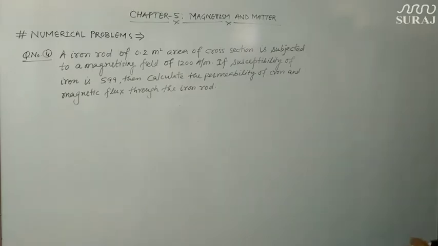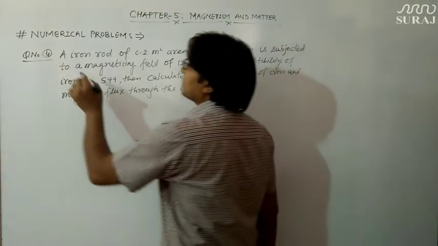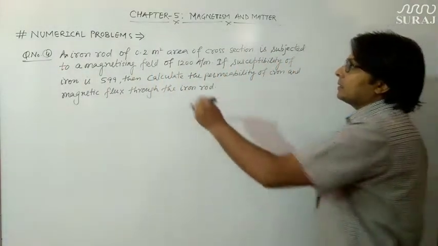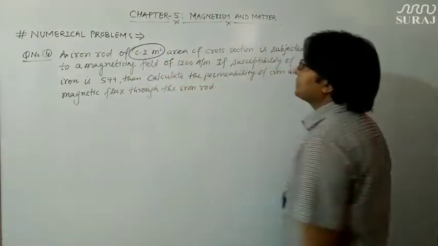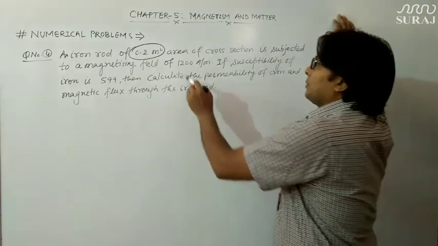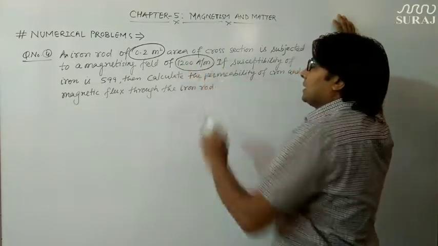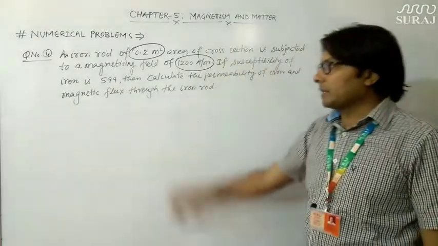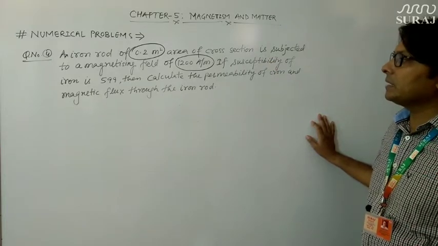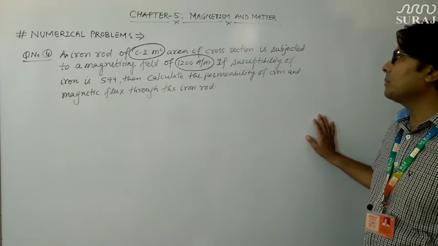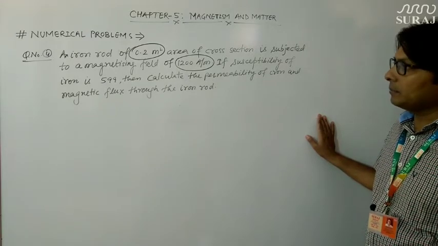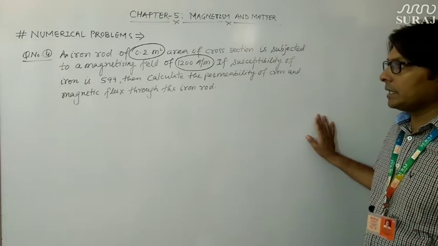So the next question is, an iron rod of 0.2 meter square area, this is the cross section area, is subjected to a magnetizing field of 1200 ampere per meter. So this is the magnetic field intensity, magnetizing field we can say. If susceptibility of iron is 599, then calculate the permeability of the iron, that is we have to calculate the value of mu for iron and magnetic flux phi through that iron rod.